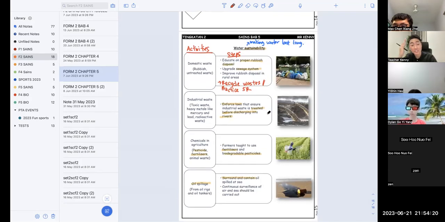And then these are the things that we use to dirty the water, and what can we do to clean the water. Can? All right. So let's go to the exercises.